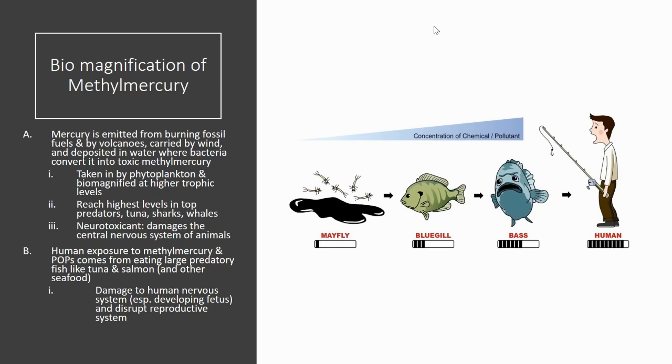Even as humans, when we consume fish, humans can be exposed to methylmercury as well, especially since we are quite high on the food chain as well. And so that methylmercury and POPs can actually come from eating things such as tuna and salmon. So that's usually why they recommend only eating so much tuna, because it does have the potential to damage our human nervous system, as well as developing fetuses.